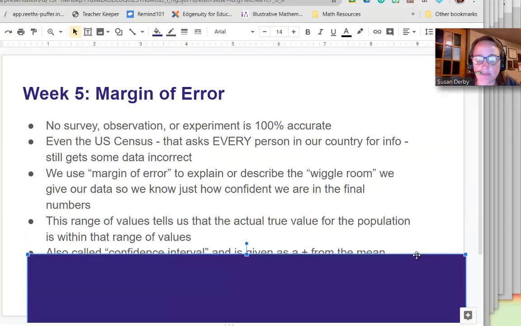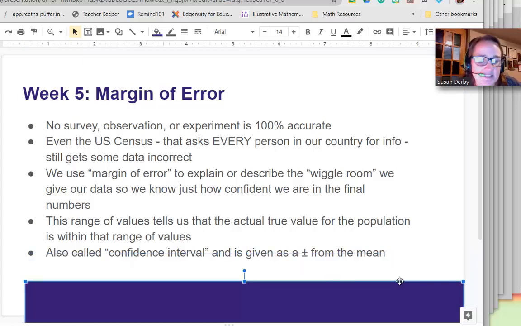So this wiggle room that we add, it's a range of values that tells us that the actual true population number that we're looking for, the actual percentage for the whole population, is somewhere within that range of values. So we may say, hey, we think it's right here in the middle, but the real number is somewhere in between these other two values, all right? Sometimes we call this a confidence interval. It tells us like how confident we should be in the numbers. So I want you to be familiar with that terminology too, margin of error and confidence interval.